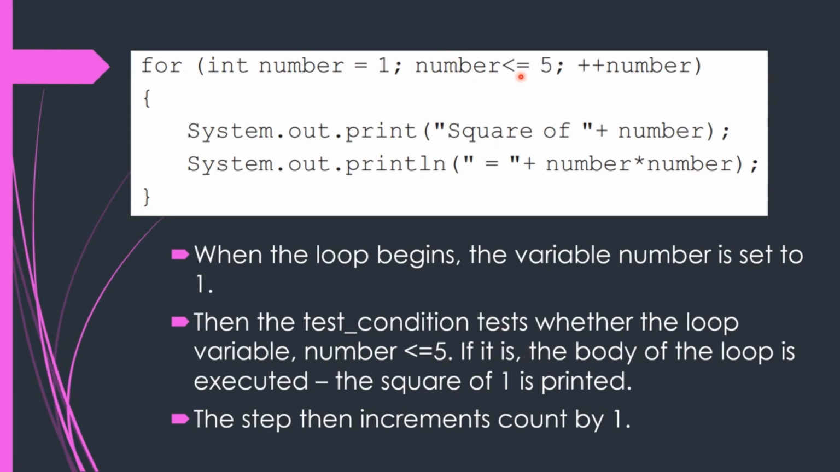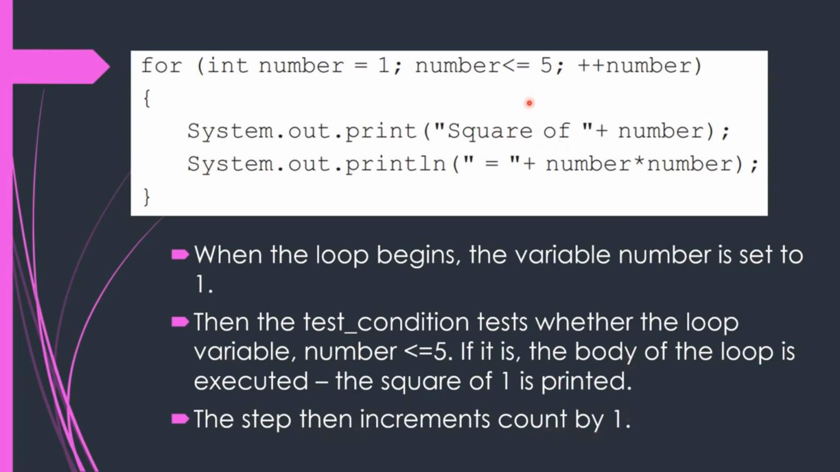It is number less than or equal to 5, means it will be checked whether the given number is less than or equal to 5 or greater than 5. So if in the case it is less than or equal to 5, then the body of the loop is executed. And what will be the body of the loop for the first step? It will be square of 1 is equal to 1. So this will be the body of the loop, and it will be executed because the test condition is evaluating to be true. The step then increments count by 1.